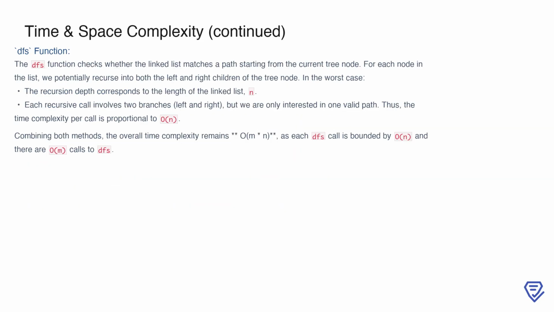The DFS function is responsible for verifying if the linked list matches a path starting from the current tree node. For each node in the linked list, the function may recurse into the left and right children of the tree node. While both branches are explored to some extent, we are only interested in one valid path. In the worst case, the recursion depth corresponds to the length of the linked list, which is n. Each recursive call involves operations proportional to O(n). When we combine this with the behavior of isSubpath, the overall time complexity remains O(m*n), as DFS is bounded by O(n), and is called O(m) times for each tree node.